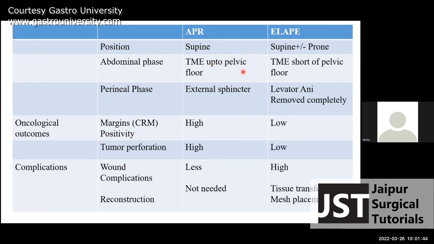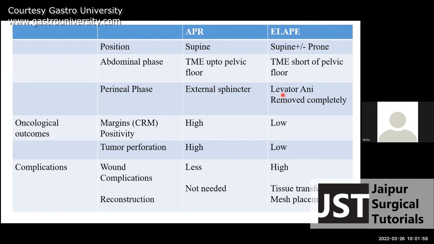Coming to the abdominal phase, the TME is up to the pelvic floor, both in the APR and the ELAPE. And in the perineal phase, for the APR, we take off only the external sphincter, but for the ELAPE, we have to remove the levator ani complex completely.